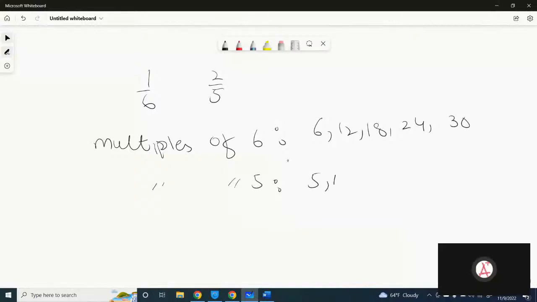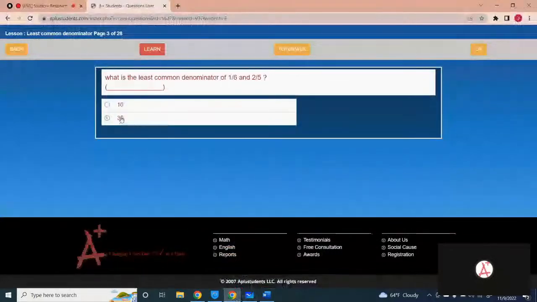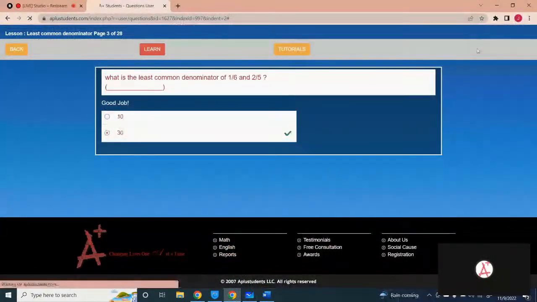5 times 1 is 5, 5 times 2 is 10, 5 times 3 is 15, 5 times 4 is 20, 5 times 5 is 25, and 5 times 6 is 30. So that means 30 is the least number that is common between both the denominators. Got it? So it would be 30. Just select the correct option and click on the OK button.